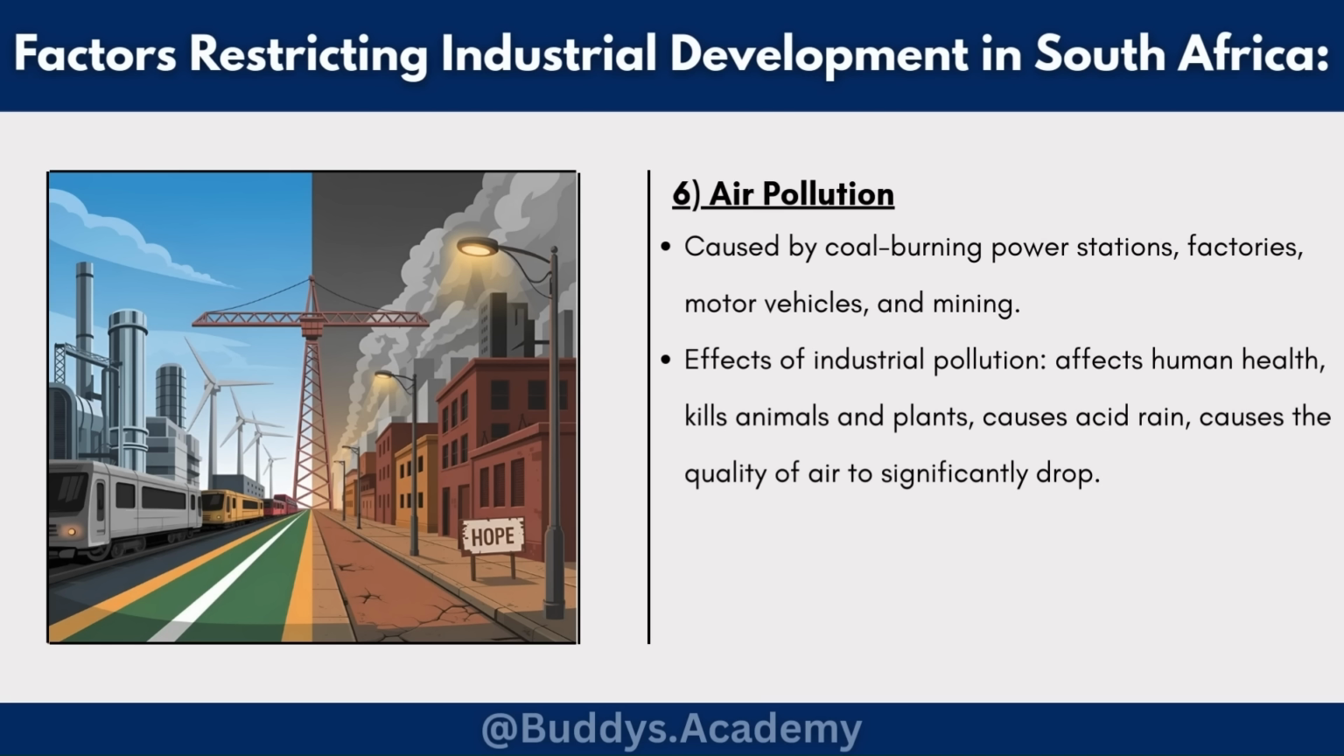Our sixth factor will be air pollution. This is going to be caused by your coal burning power stations, by your factories, by your motor vehicles, and by mining. There are numerous effects of your industrial pollution. So think about how it's going to affect human health. It's going to kill animals and plants. It's going to cause acid rain. Remember, we spoke about acid rain in a video that we did quite a while ago. We spoke about how acid rain is going to damage buildings and kill plants. Your industrial pollution is also going to cause the quality of air to significantly drop, which is going to reduce the overall quality of life.